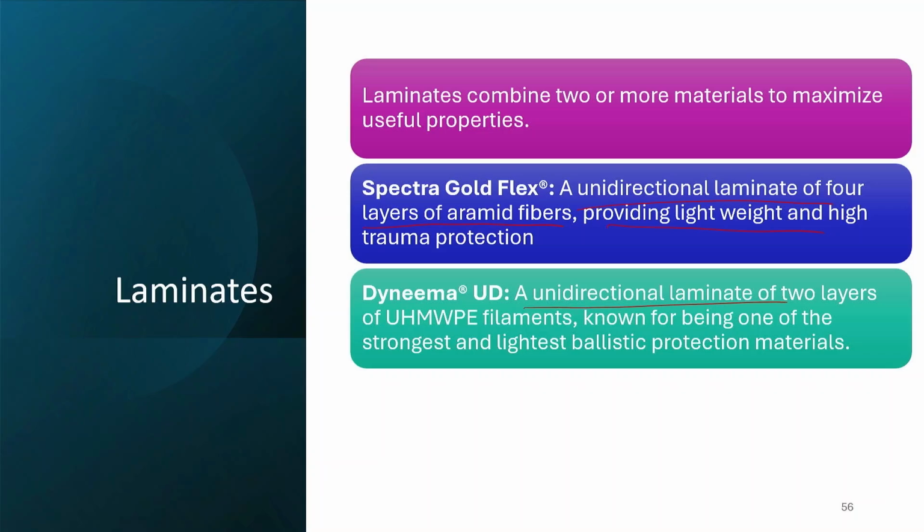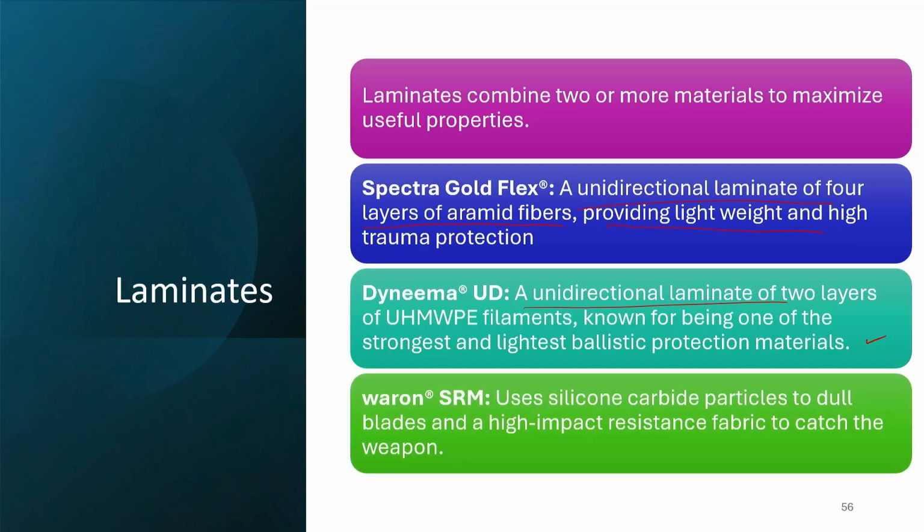It is known for being one of the strongest and lightest ballistic protective materials. Boron SRM uses silicon carbide particles to dull the blade, and a high impact resistant fabric which catches the weapon. So, different types of laminates are used commercially.